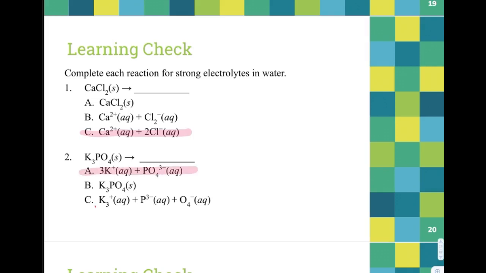Do not do this where you break down each part of a polyatomic ion. You need to write ions breaking apart like you would write ionic compounds coming together. So refer back to chapter 6 for that.